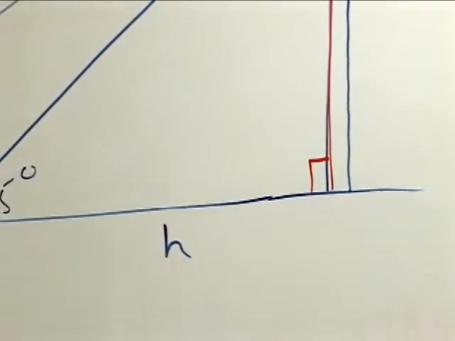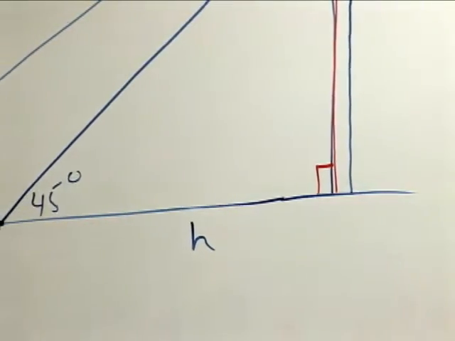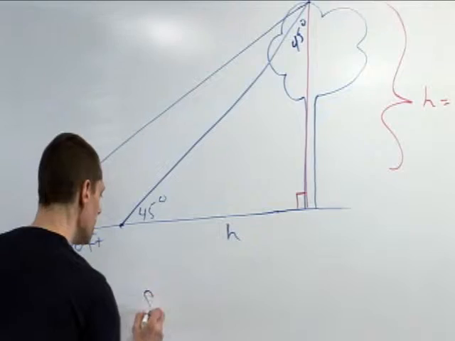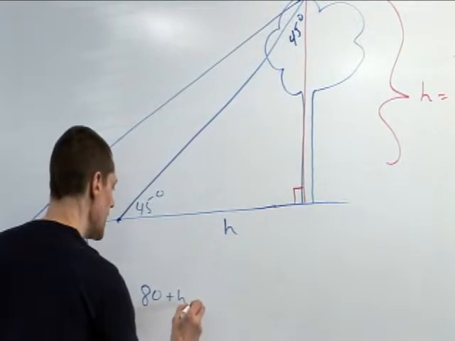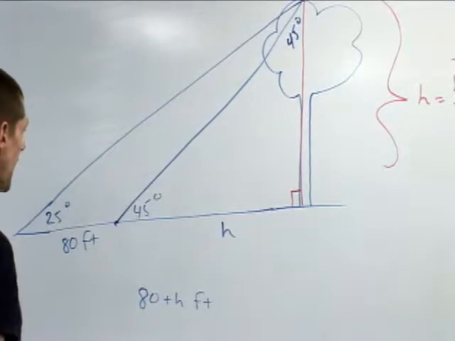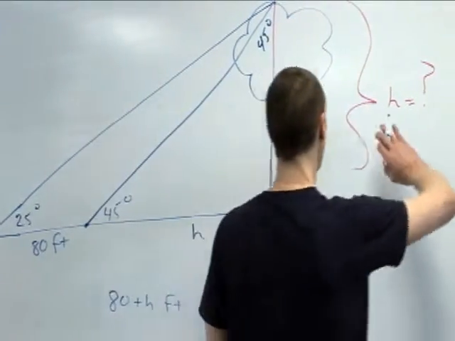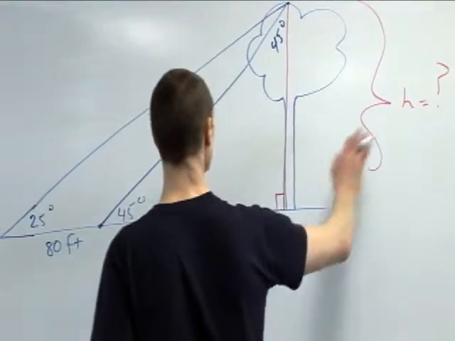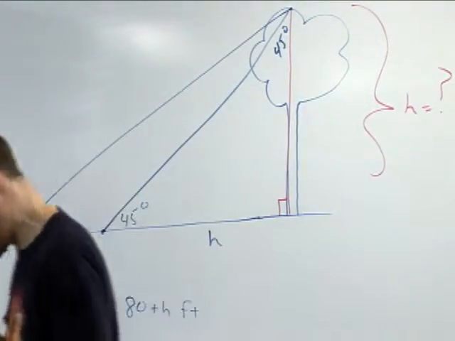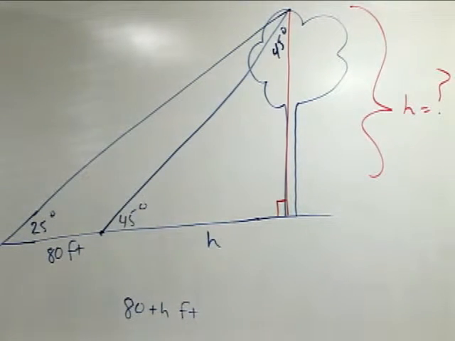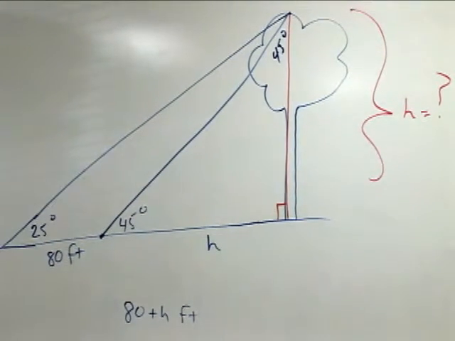And this gives us some good stuff here because that means that along this entire bottom, this is 80 plus h feet, right? And we also know this squared plus this squared equals this squared. I'm not sure that I want to use that. I think there's actually something easier to use. There is. How about this now?